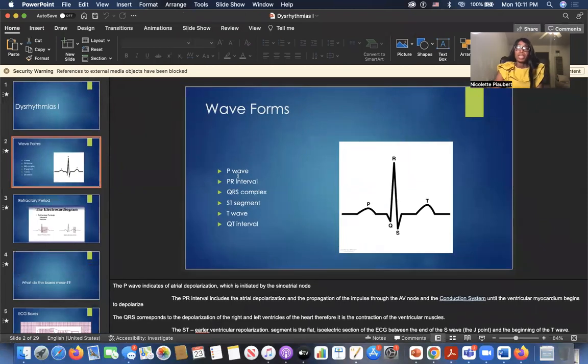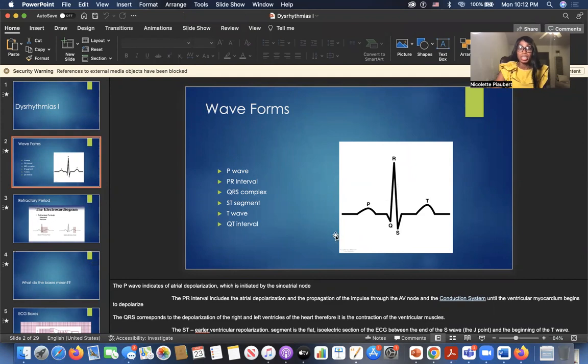So we are remembering that P wave stands for depolarized atria, QRS stands for depolarized ventricles, and the T stands for repolarization of the ventricles.